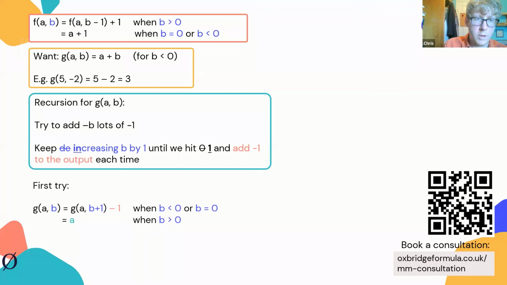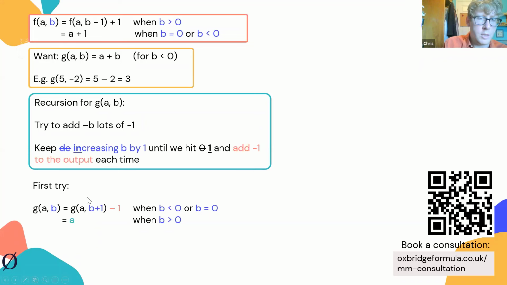So our first try might be, when b is negative or 0, we want to do a recursion, we want to increase b by 1 each time. So we're doing g of a and b plus 1, and we're subtracting 1 from the output each time. That's our minus 1 on the end. And that looks a lot like our definition for f, so we're confident we can make that out of our functions s and p and m.